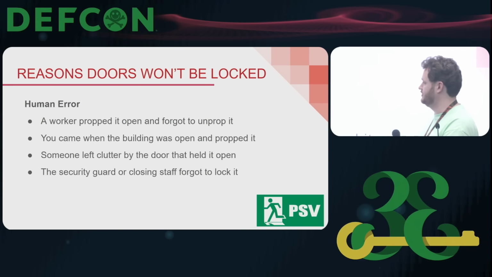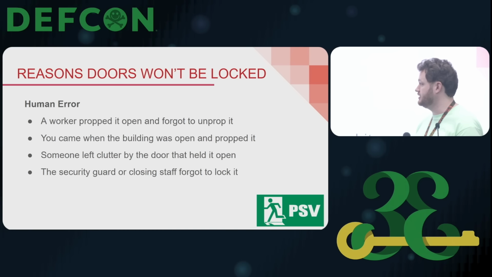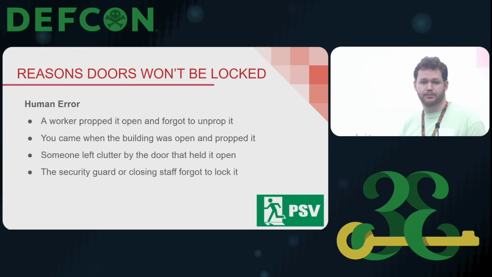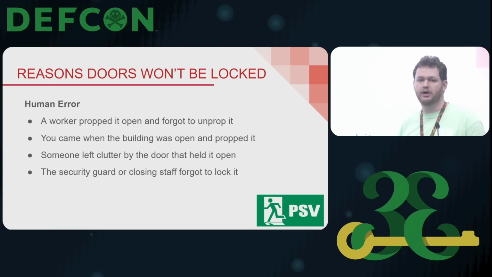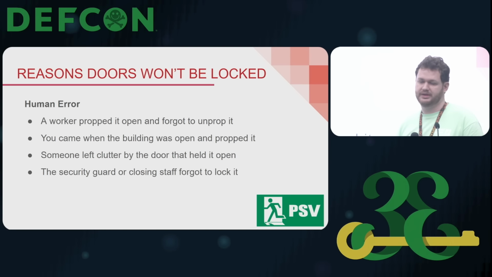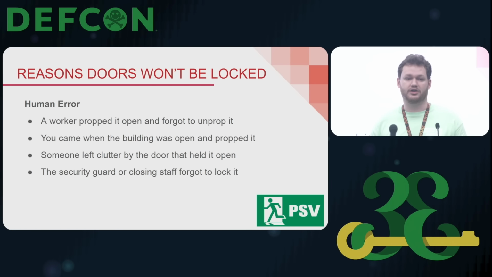to get around different systems, because human error is going to be the number one cause of unlocked or improperly locked doors. Workers propping it open or forgetting to unprop it after they leave a room or go on a break is a great way of someone being able to walk by your store going, oh, this door is open, I'm going to go in through the employee entrance. If you come into a building when the building is open and then prop it up, if you do some level of social engineering, getting into a system or an area where you are not supposed to be, and then leaving your own trail of unlocked doors, that is going to be a good way for you to be able to get back in.